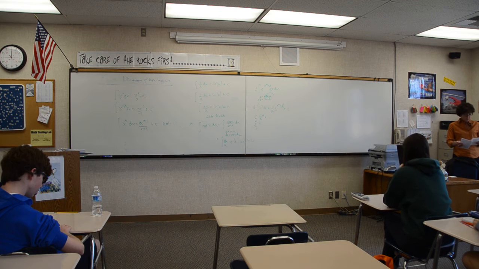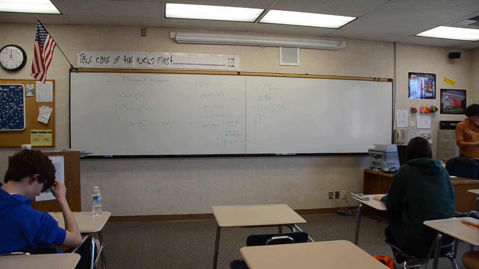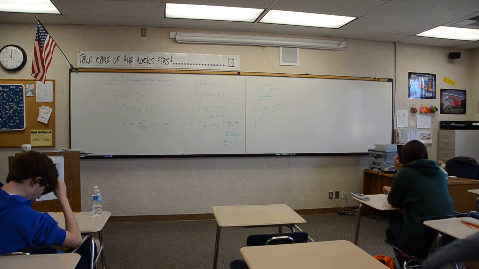Number 3 is mu or x bar. Number 4 is sigma, lowercase sigma. And number 5 is x minus mu over sigma. X minus the mean, over the standard deviation.